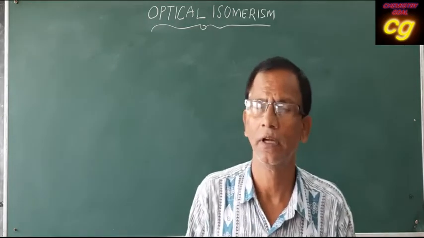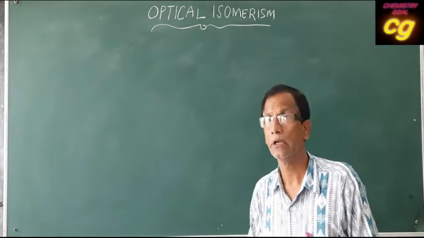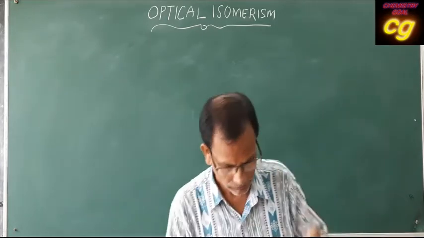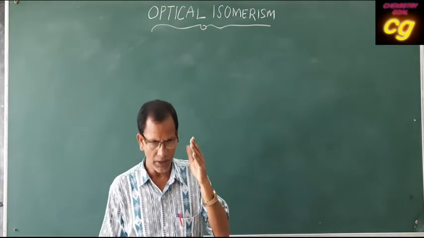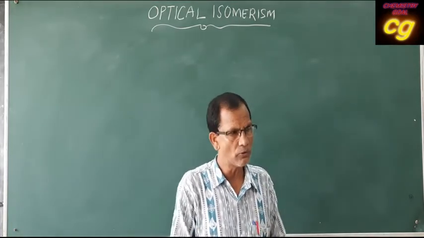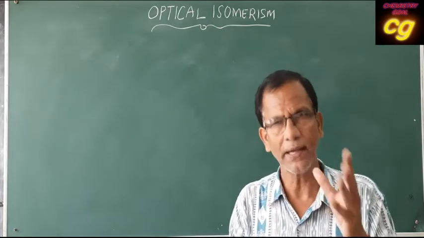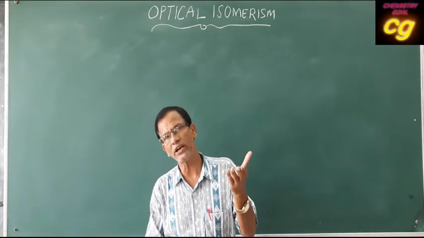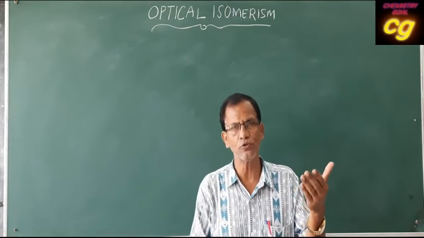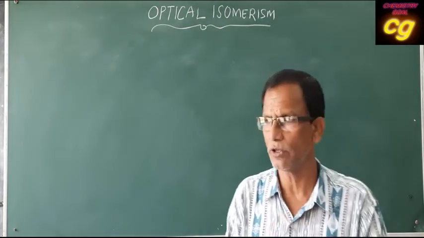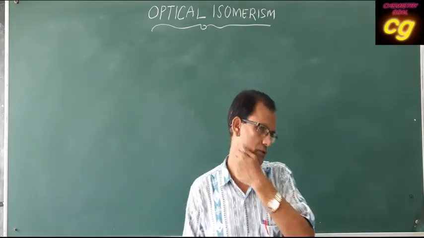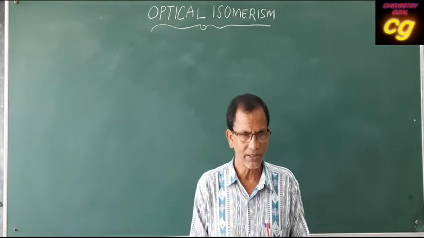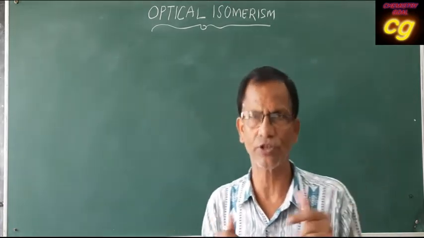Hello students, today we are going to discuss optical isomerism. Well, if you know, isomers are the compounds having the same molecular formula but different structure. They show different behavior and different characteristics due to their difference in structure. So these types of compounds are called isomers.